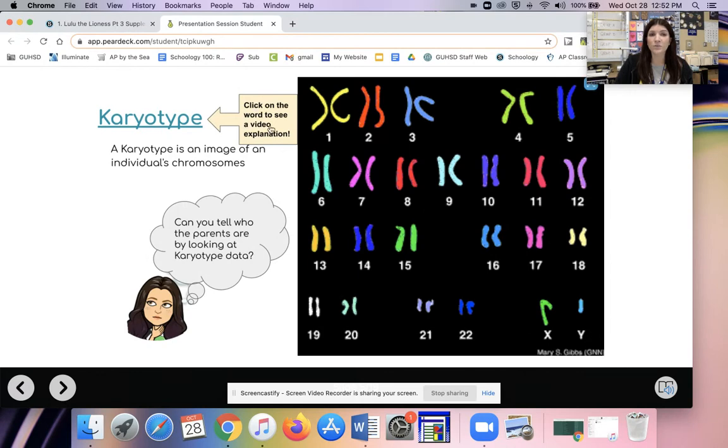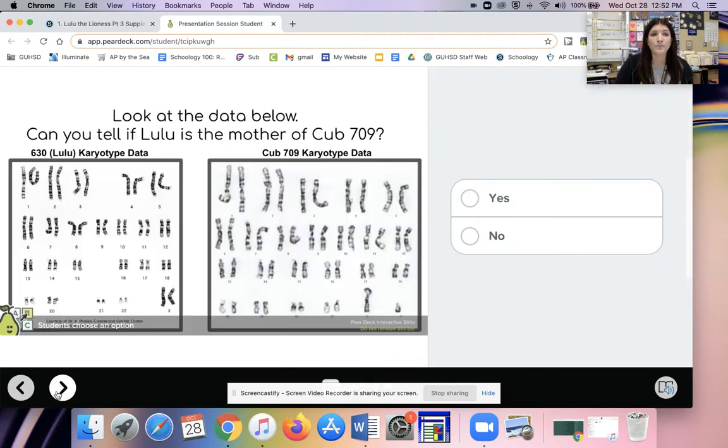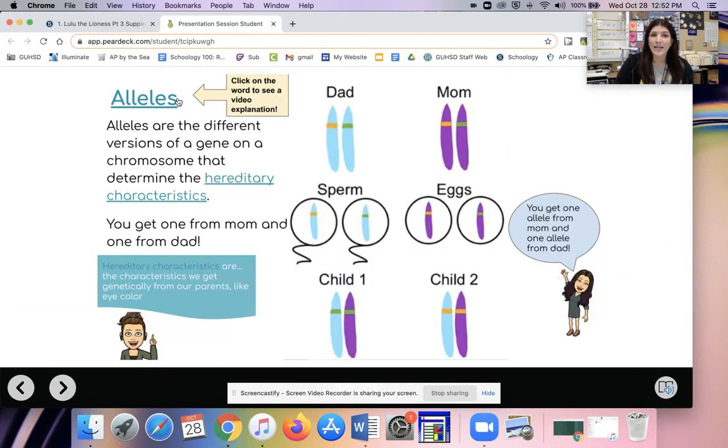Same thing here. Click on the word to see a video explanation. You need to do it here. You'll click on it, watch the video. It tells you what this slide is talking about. Here you're going to answer a question. Again, click on the word, so you'll click here. This video is very important.